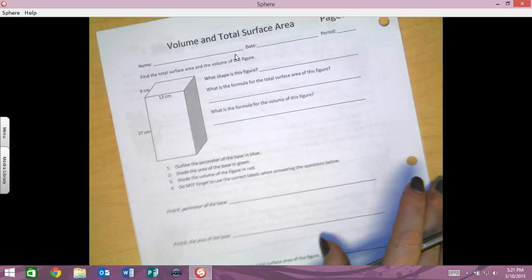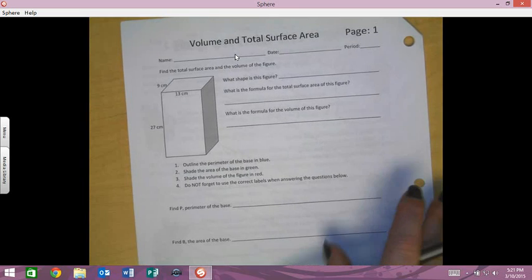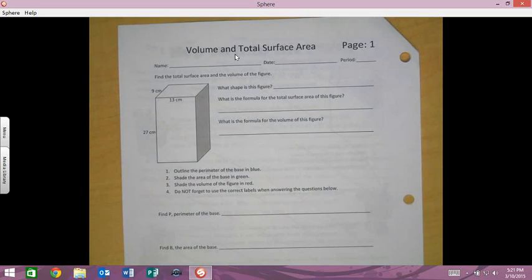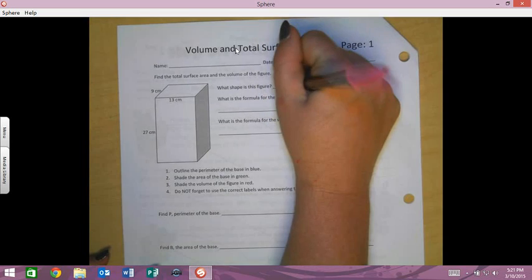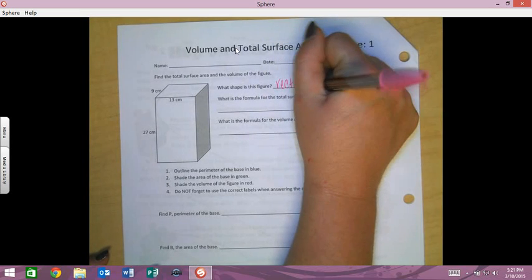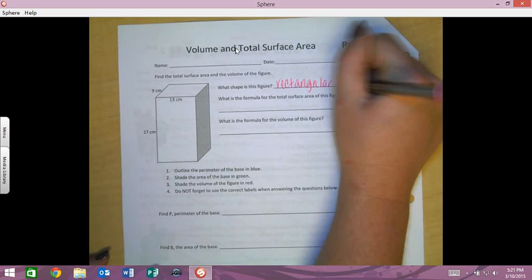Which means that you can flip over and we can start working with volume and total surface area of this shape. So it says we're going to find the total surface area and the volume for this figure. Well, what kind of figure is this? This is going to be a rectangular prism.